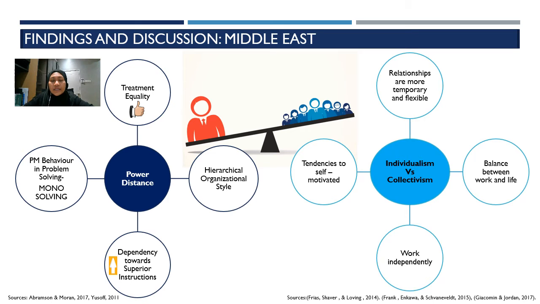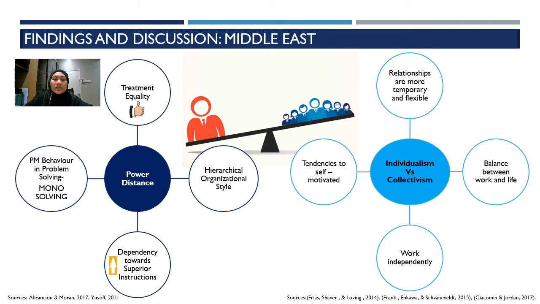Next is the organization style. Most of our interviewees said that Middle East implemented a hierarchical organizational style. Only one interviewee said that they apply a flat organization. This relates to the Hofstede dimension for power distance, which says that Middle East accepts a hierarchical order in which everybody has to do work without further justification.